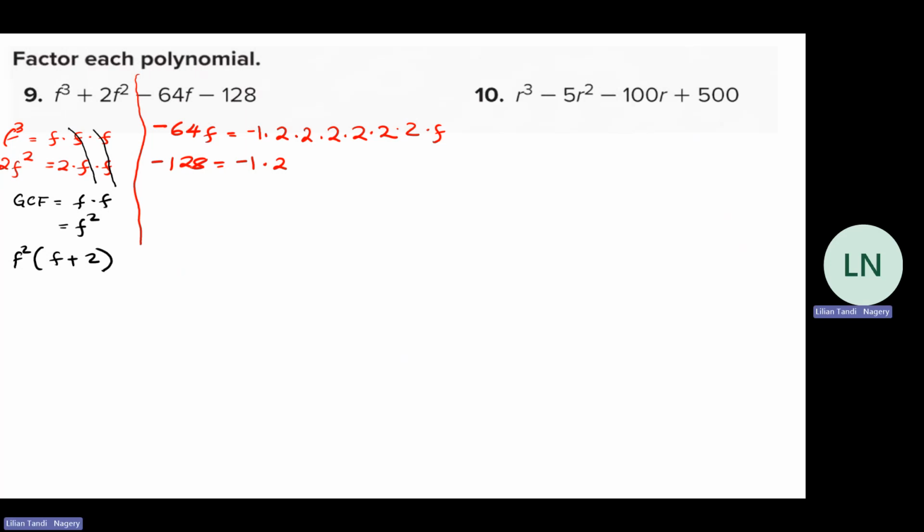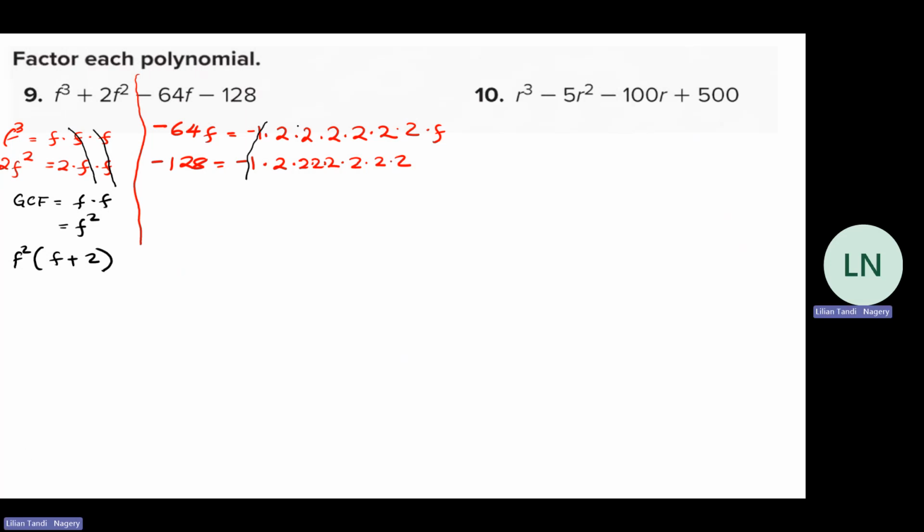Okay, and then 64. So I repeat 2, 2, 2, and then another 2, 2, 2. So 8 times 8 is 64, times 2 is 128. Okay, so now let us find the GCF.